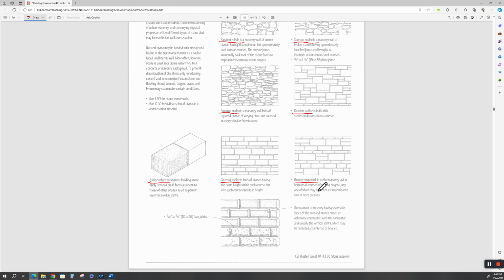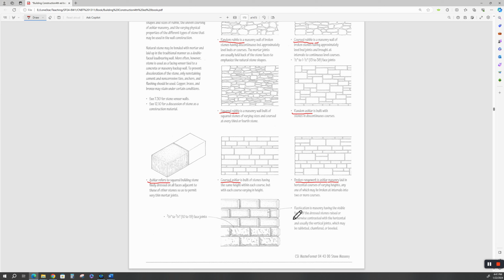Broken range work is ashlar masonry laid in horizontal courses of varying heights. And as you can see, the heights do vary. Got a tall stone here and a flat one here, and then you've covered it in. And again, these things have to be cut to a modular dimension. So basically, you're taking this random rubble and you're making modular stones out of it.